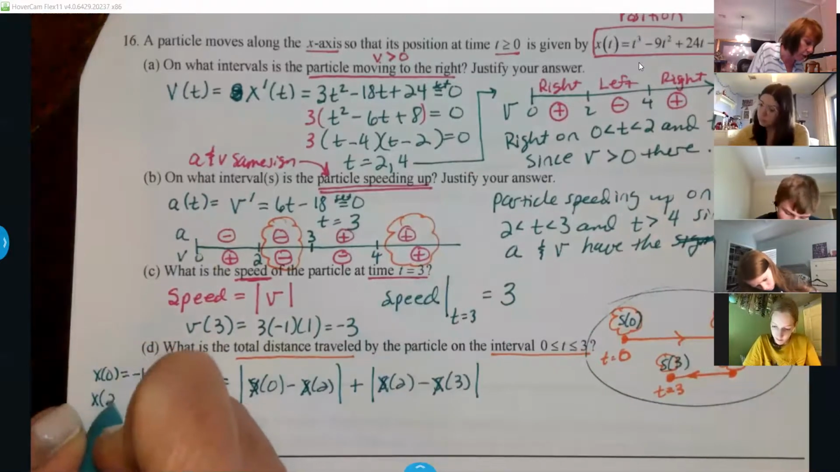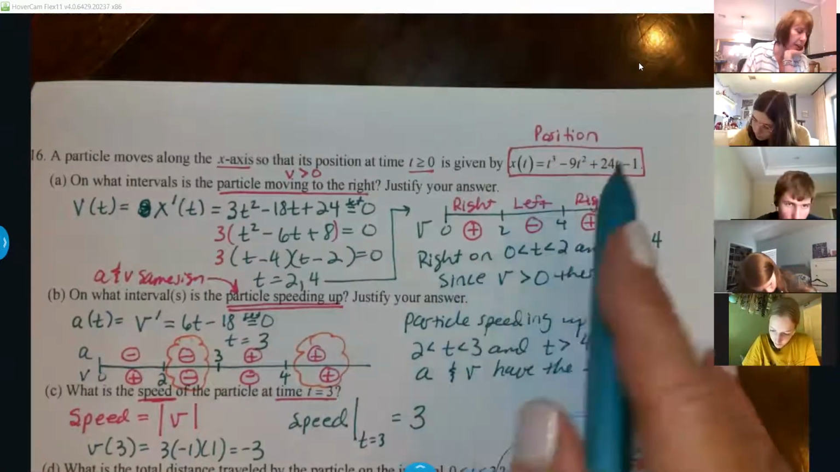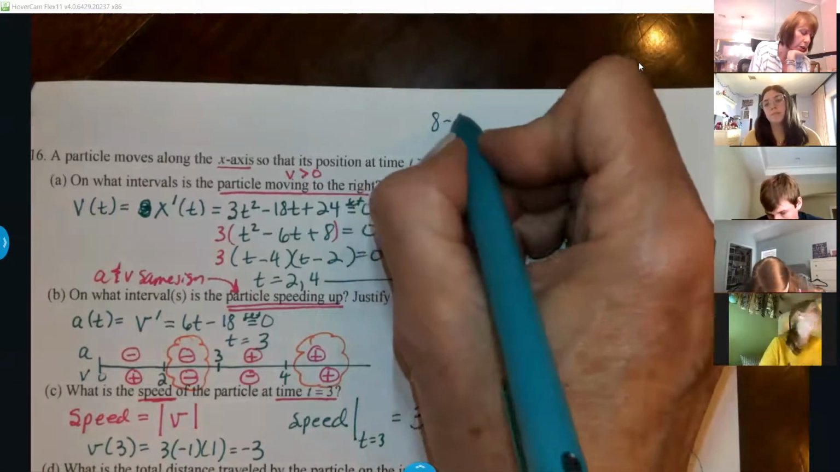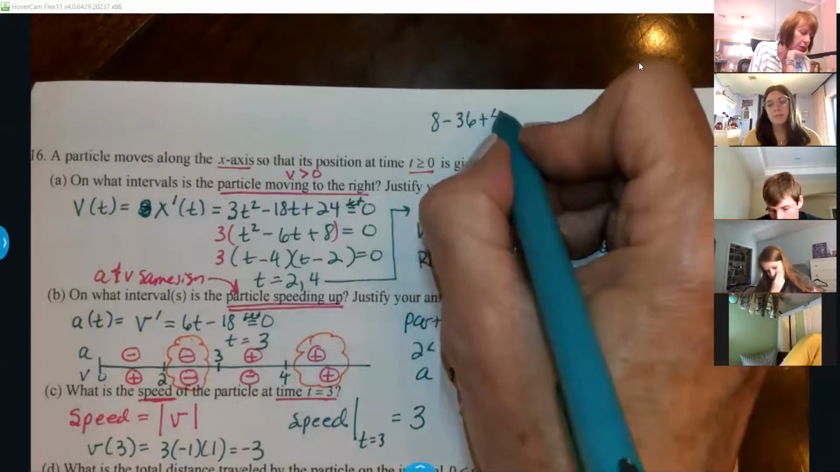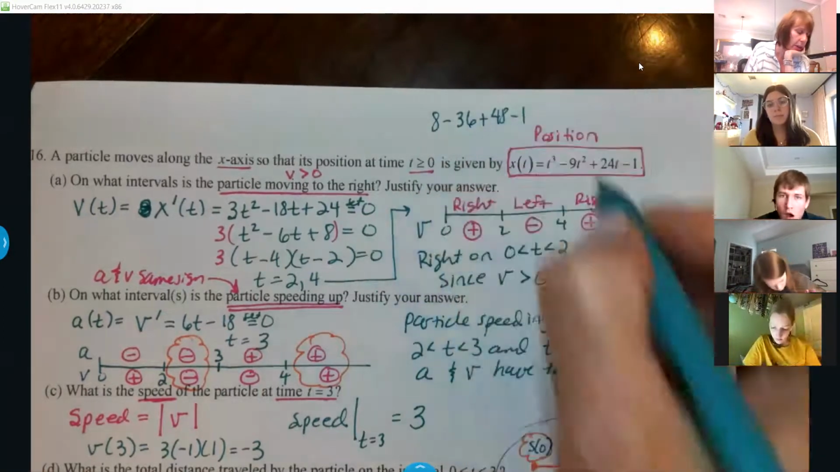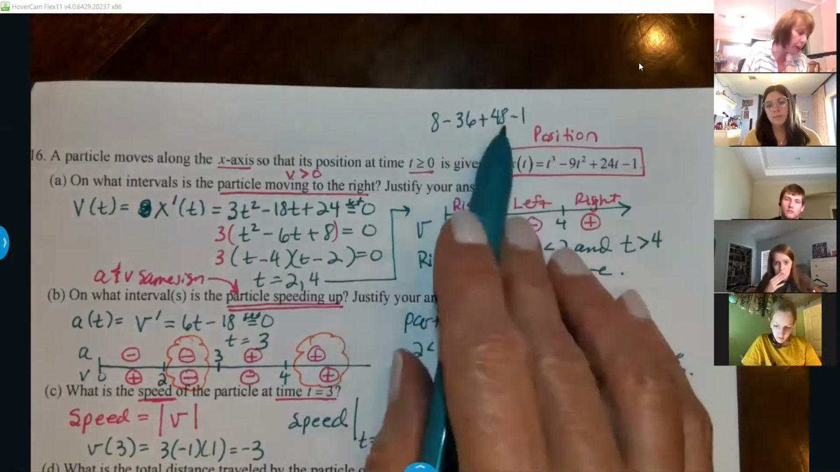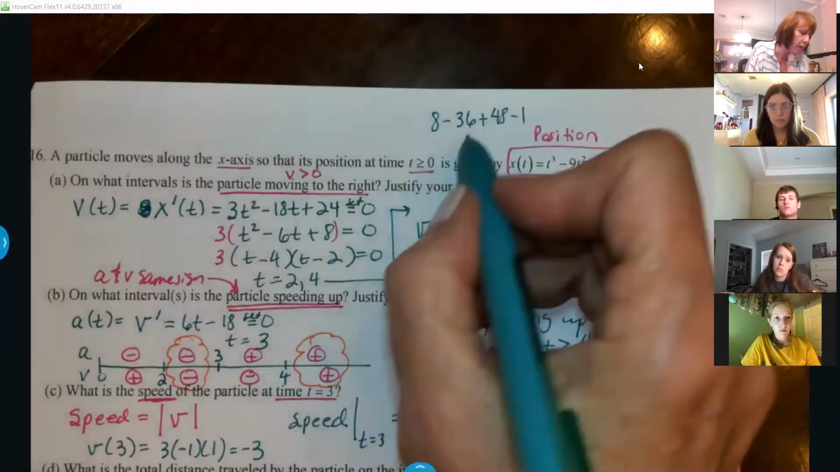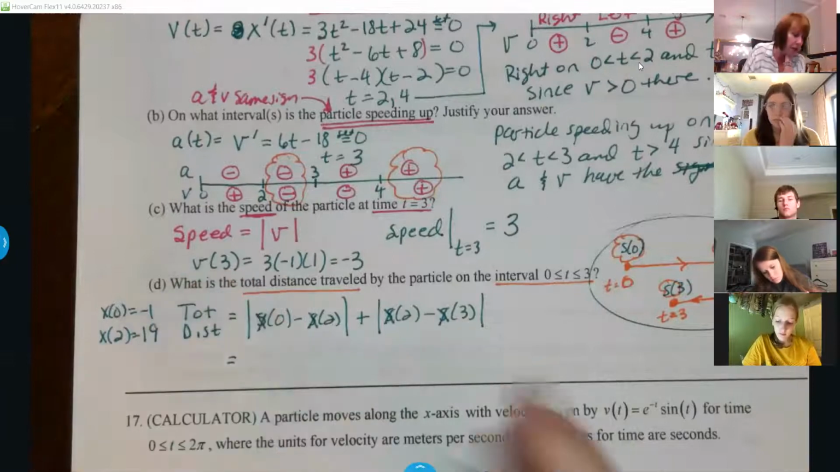I need X of 2, and X of 2, let's see if we can do this, you guys. So we'll have 8 minus 9 times 4 is 36, plus 24 times 2 is 48, minus 1. You know, we could safe stop here too, FYI, but anyway. This is 56 minus 36 is 20, minus 1 is 19. I think that's 19, maybe, hopefully.